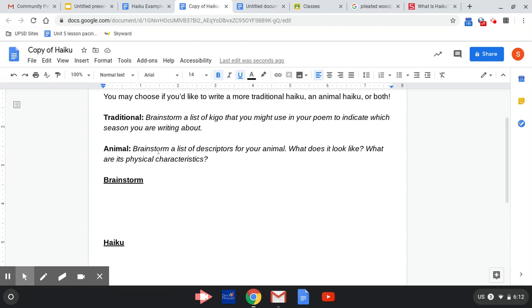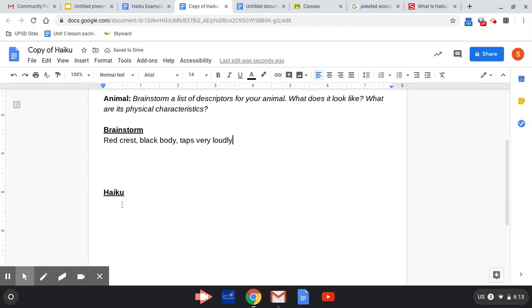So I need to brainstorm a list of descriptors for my animal. What does it look like? So it has a red crest. That's that part of its head. I could say red head, I guess, but red crest, black body. It taps very loudly. That's probably good enough to start.